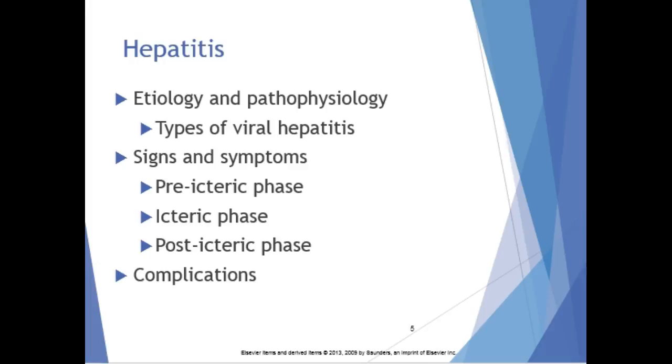Then the icteric phase is characterized by jaundice and usually lasts 2 to 4 weeks. The urine becomes very dark, stools may become light, pruritus may occur, and the liver becomes tender and enlarged. And then the 4th phase, the convalescent phase, begins.